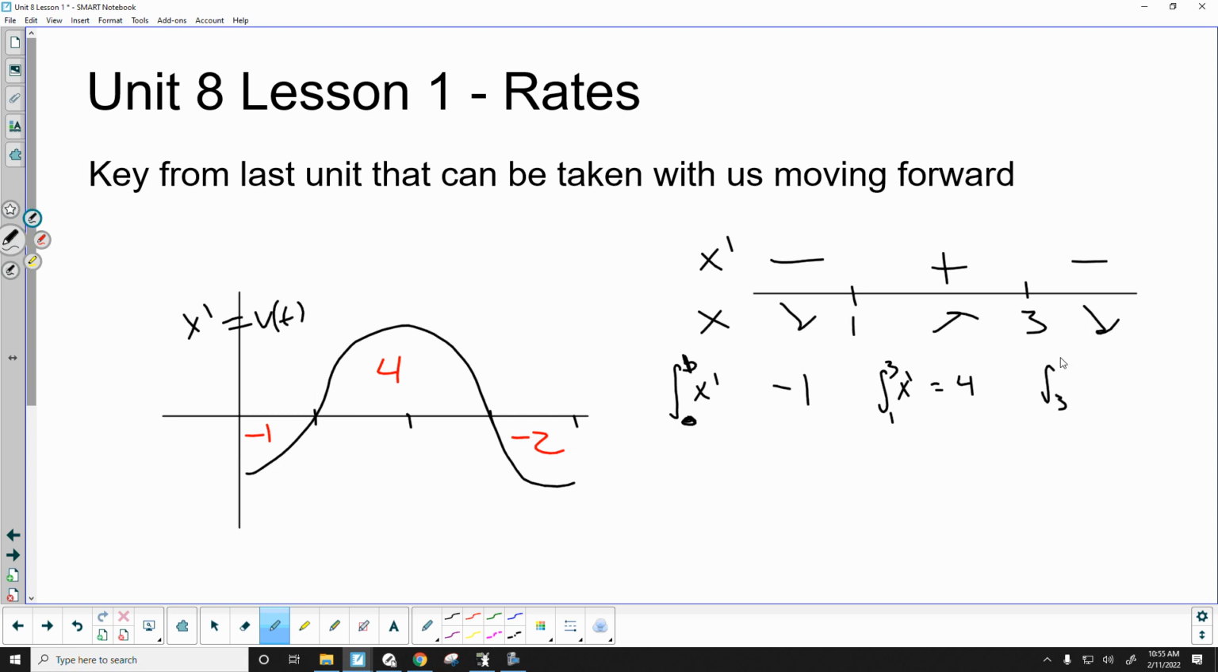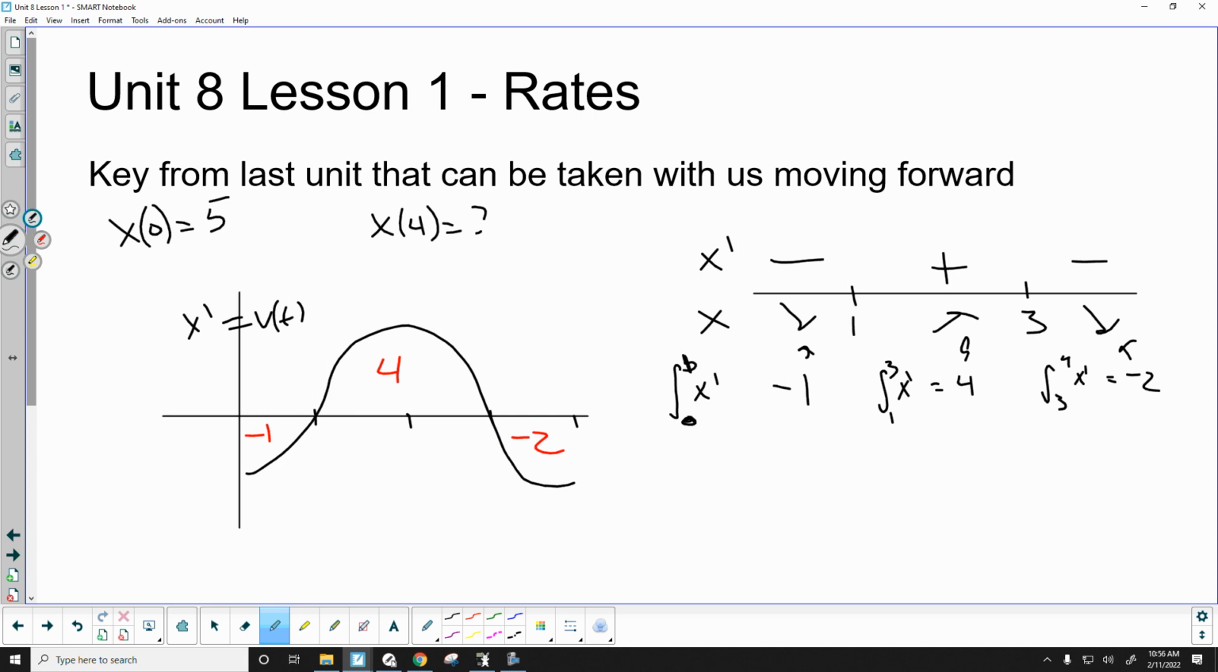From 3 to 4, my total change was negative 2. How much I went down. This is what's new. Okay? This is what's new. And without even being given an equation for x, just given one point, like x of 0 is 5, could you tell me what x of 4 was?